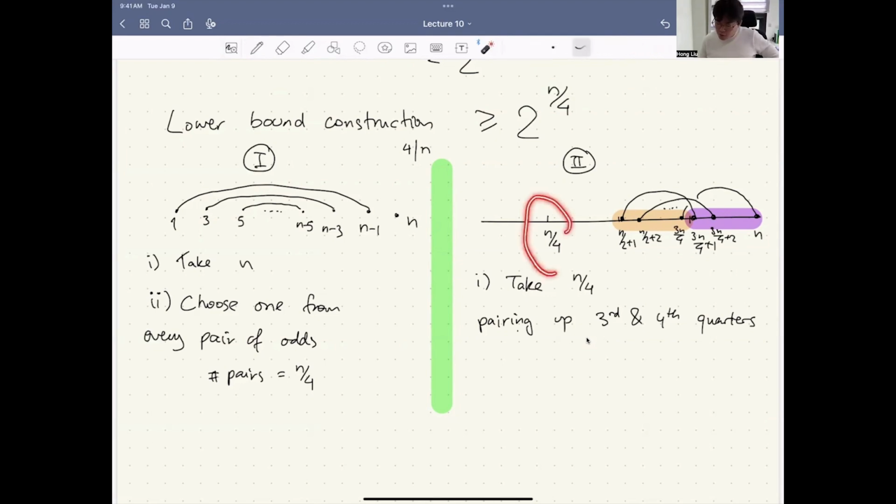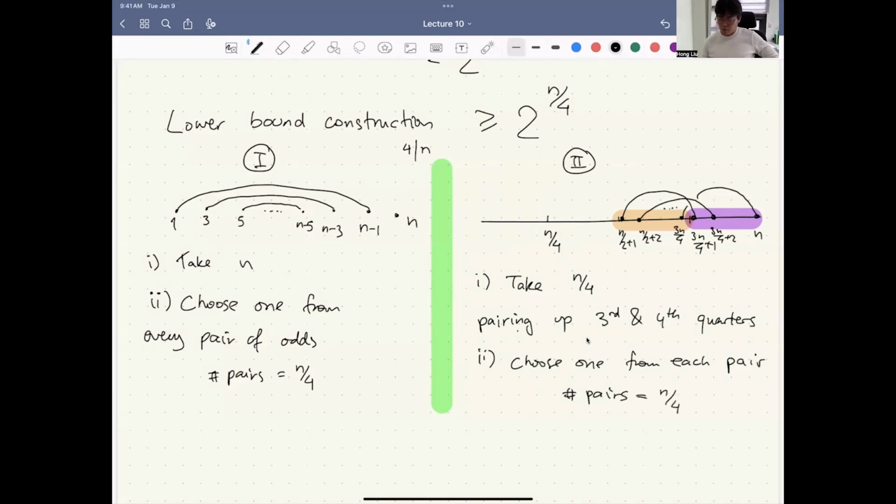So since we always pick n over 4, between the ends of these pairs, we can pick exactly one of them, not both of them. So choose one from each such pair. Number of pairs, obviously, again, n over 4. This gives you 2 to the n over 4. Maybe you can extend them, but their intersection with the second half is determined, is maximal. So they extend to distinct ones. This is the lower bound.